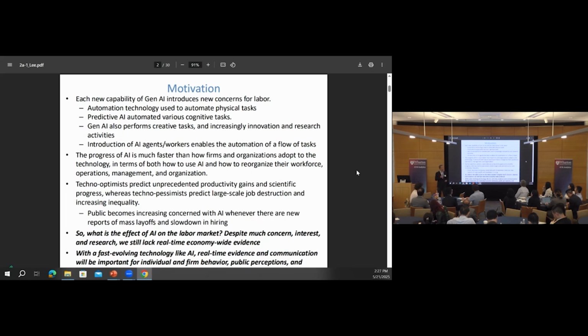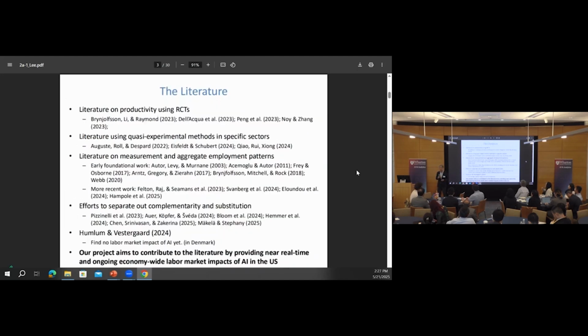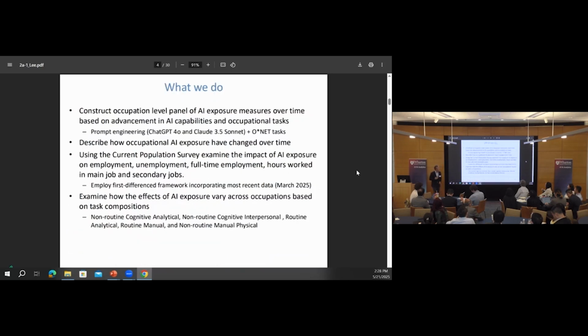The goal of this project is to provide this real-time analysis, of course, published paper, but I'm an economist in a public policy school, and one of the things that I think is important is to provide information to the public where they can actually go see, click on occupations, click on charts to see what's happening in occupations. So that's what I'm trying to do.